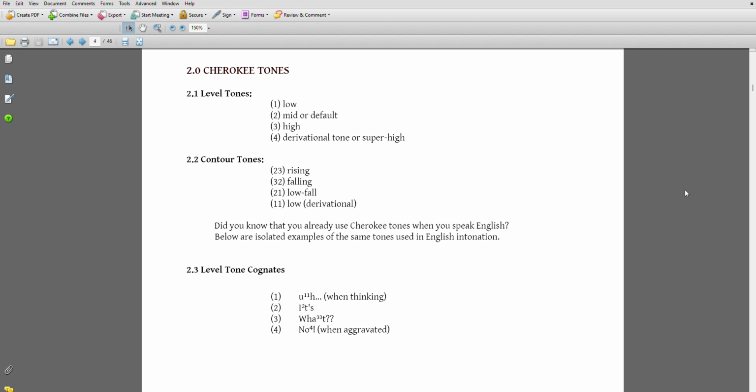So level tone cognates. These are the tones that we use when we talk Cherokee, but you use the same tones when you speak English too. So 1 is like when you go, and you're thinking of what to say next. 2, this is your normal speaking voice without any intonation or emotion, just regular, plain, monotone speech.